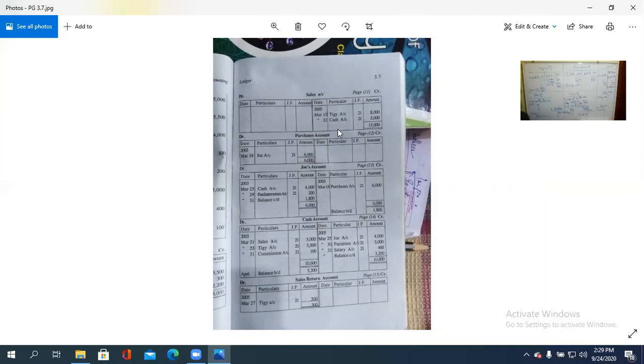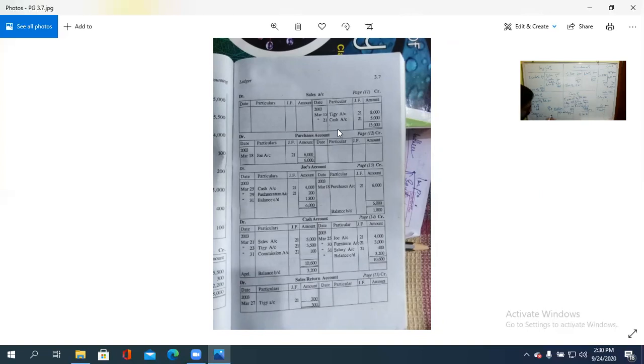Then Joy's account. How much? 4,200 in the debit side and 6,000 in the credit side. So to balance carried down, how much is it? Joy 1,800. So 6,000 is the total. So 1,800, isn't it?